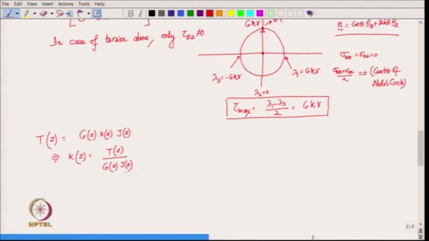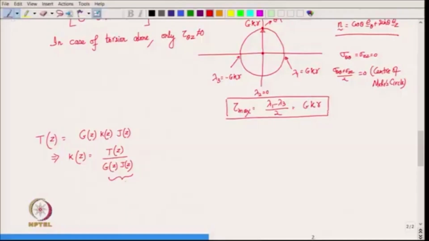J of Z. Now, if we concentrate only on the bronze, let us say, then for the bronze everywhere we have the same G and we will have the same J also, because the cross section of the bronze is also the same everywhere. So, this denominator is constant for the 3 shafts separately. So, then we have to find out whether the torque is varying for each of the shafts.